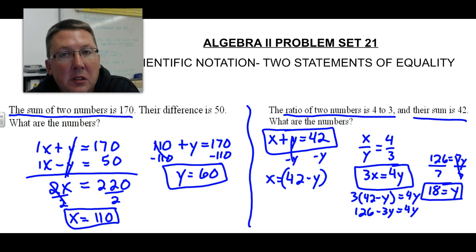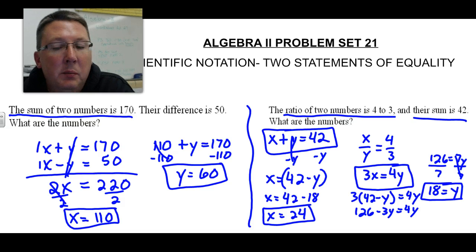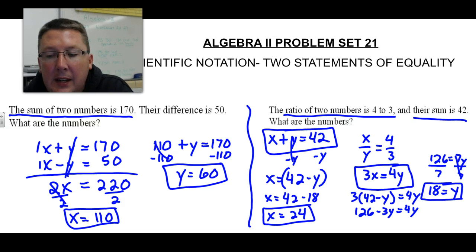So there's one of my numbers. Now I need to go back and find x. I would go back over here to this equation that I solved for x, plug in an 18 for y. 42 minus 18 is 24. Okay, now that's the way to set it up, setting up these two equations.